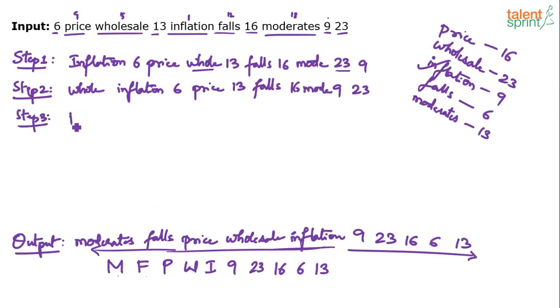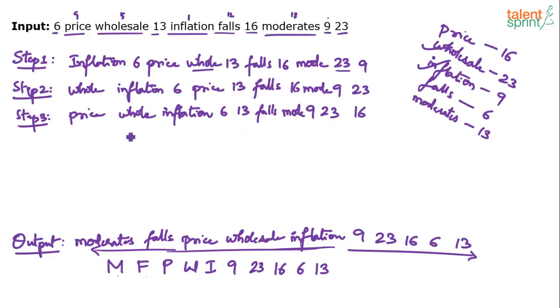What comes in step 3? Before wholesale we want price. So price, wholesale, inflation. Don't miss out on a word or a number here, otherwise you may have to do the whole thing again. And then 9 and 23 are moved inside along with price. Wholesale is already gone. Along with price, 16 will come here. Then just take the rest of the stuff: wholesale, inflation, 6, price is already gone there, 13, falls, 16 has gone here, and moderate.